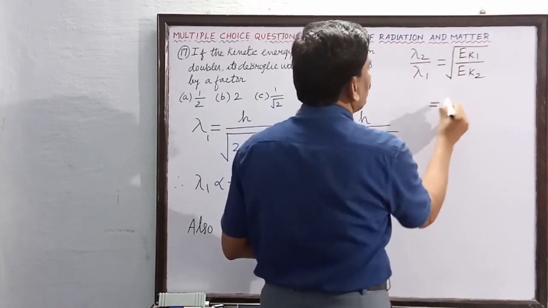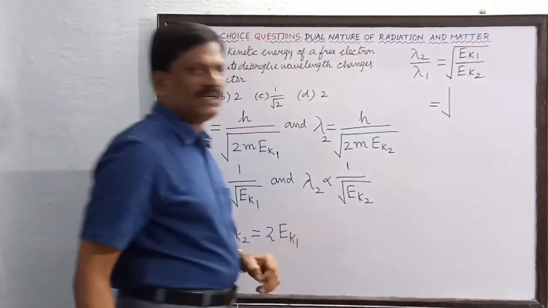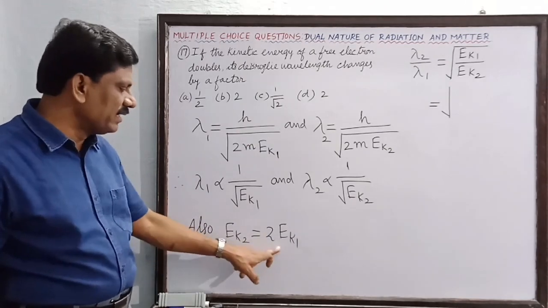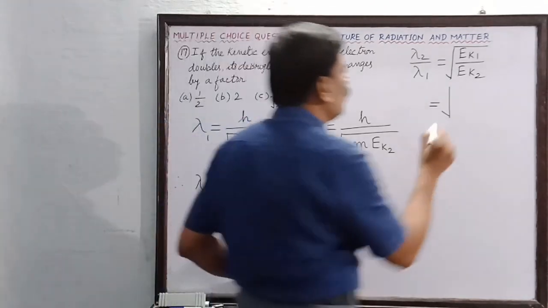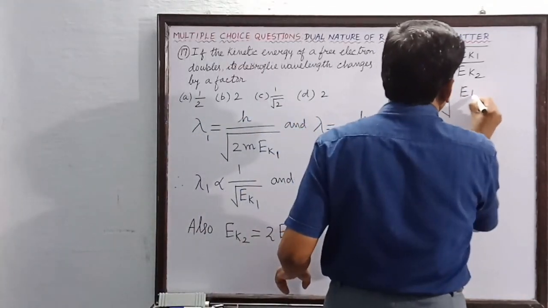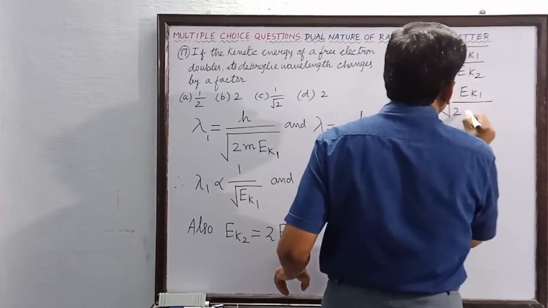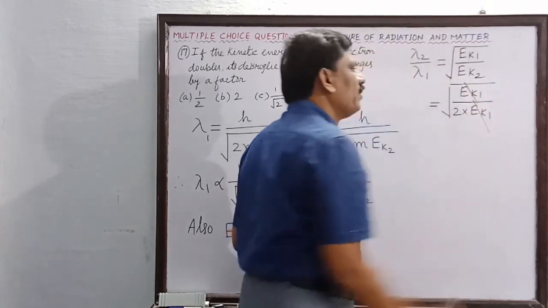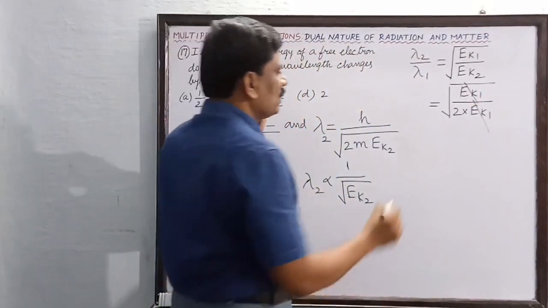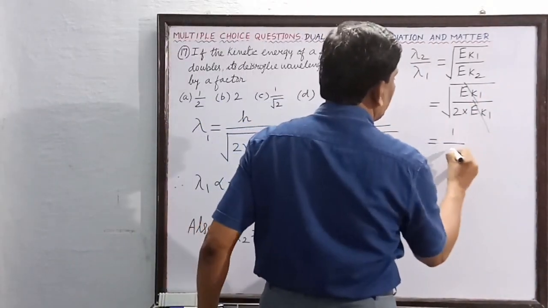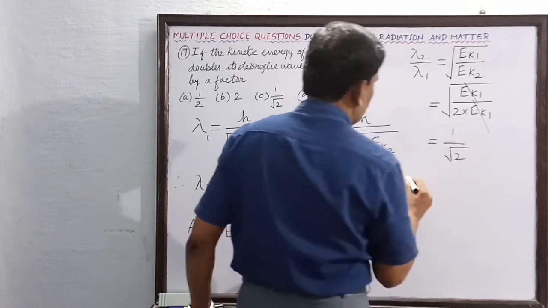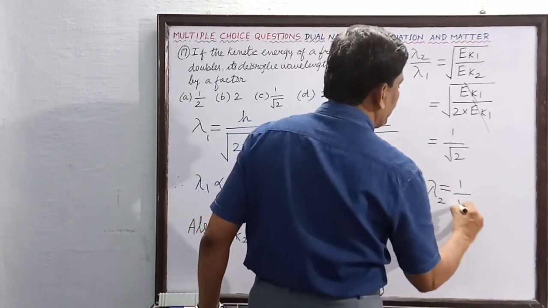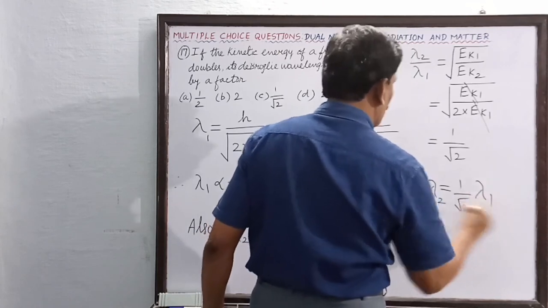So this is now equal to square root of, what is the E kinetic 2 here? I am going to substitute, that is equal to 2 times E kinetic 1. So this is Ek1 divided by 2 into Ek1. So that Ek1 is getting cancelled. So this is equal to 1 by square root 2. Therefore lambda 2 is equal to 1 by root 2 times lambda 1.